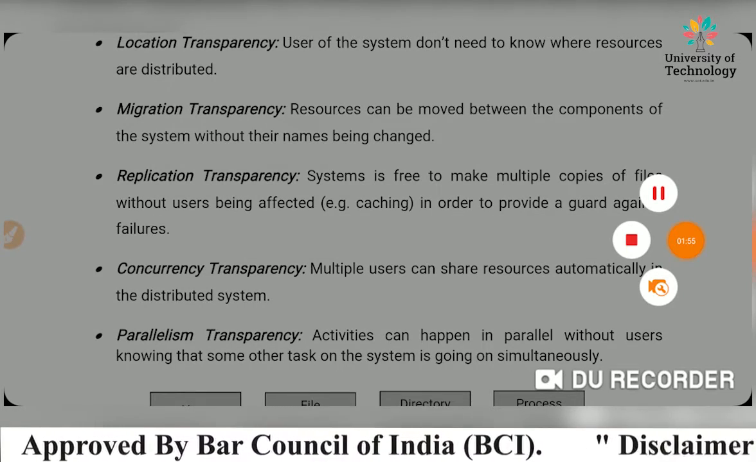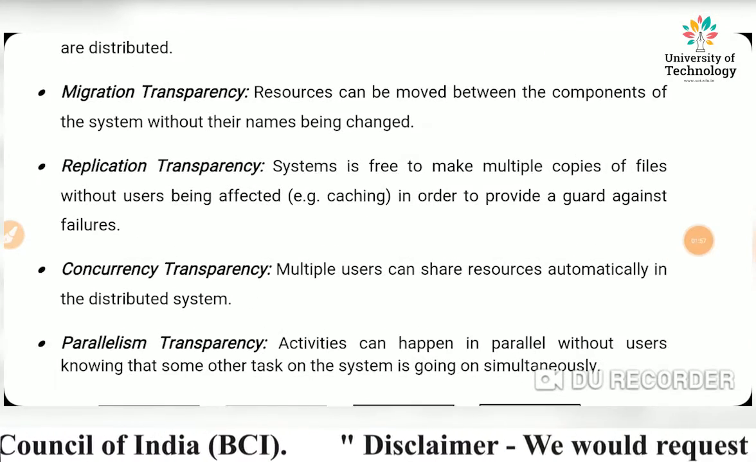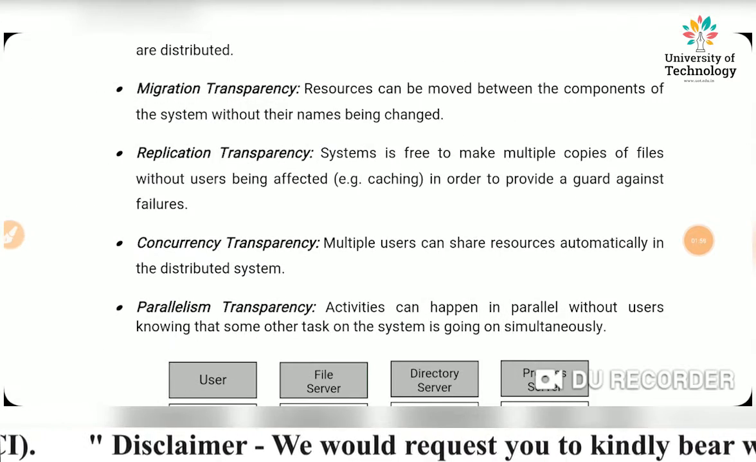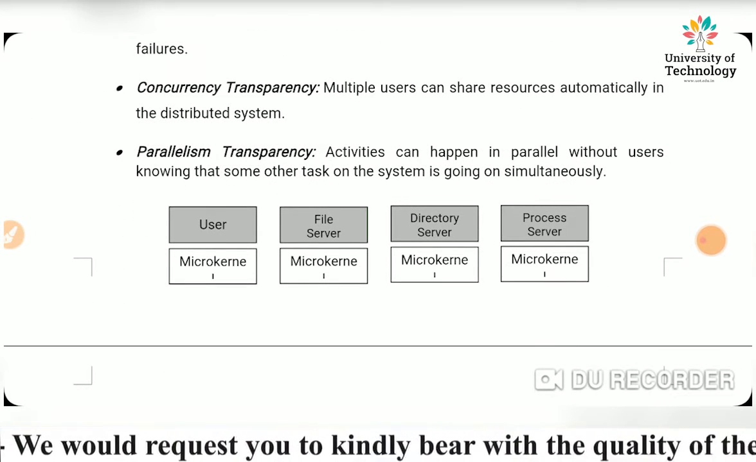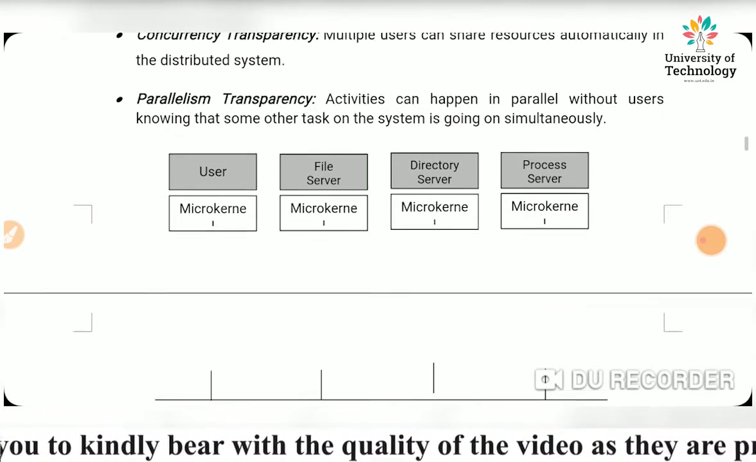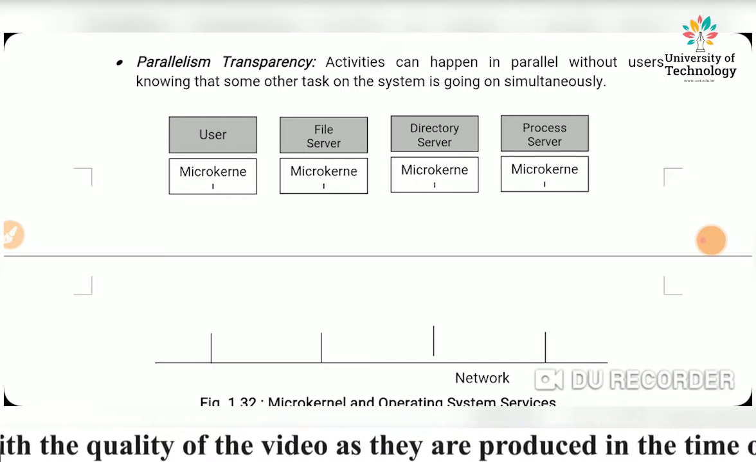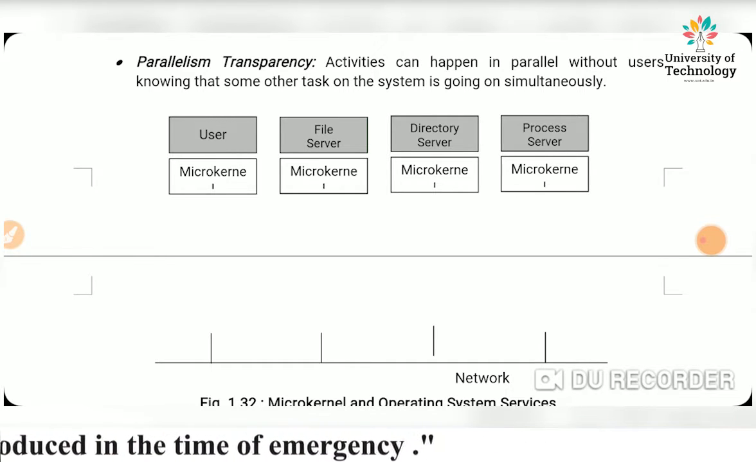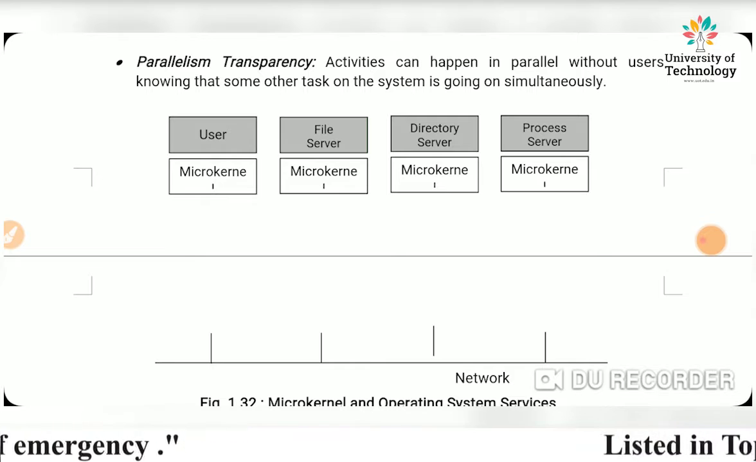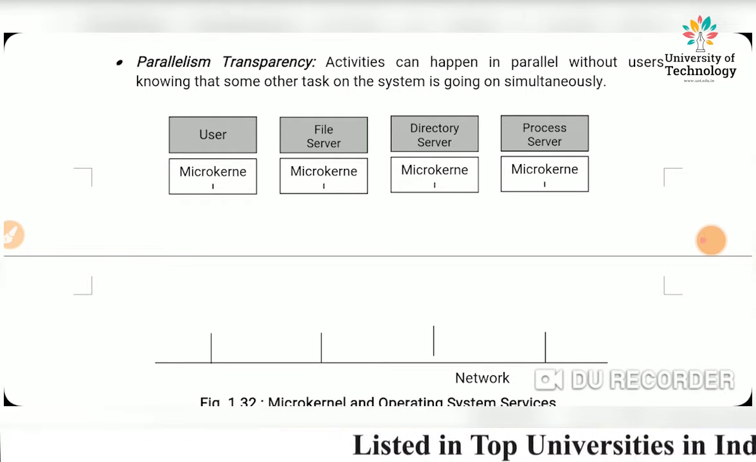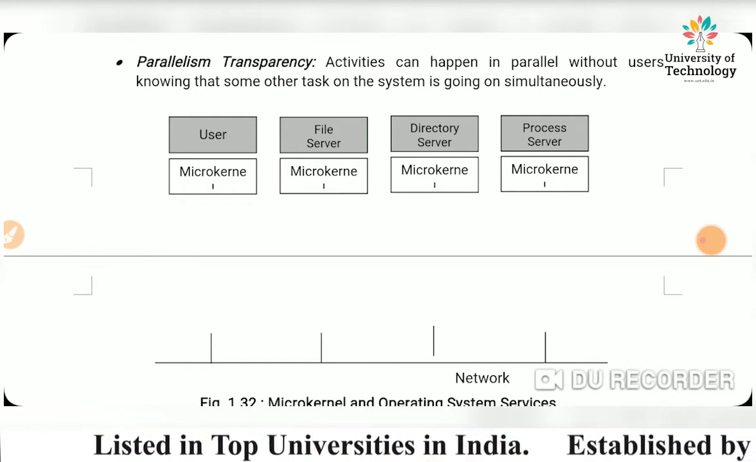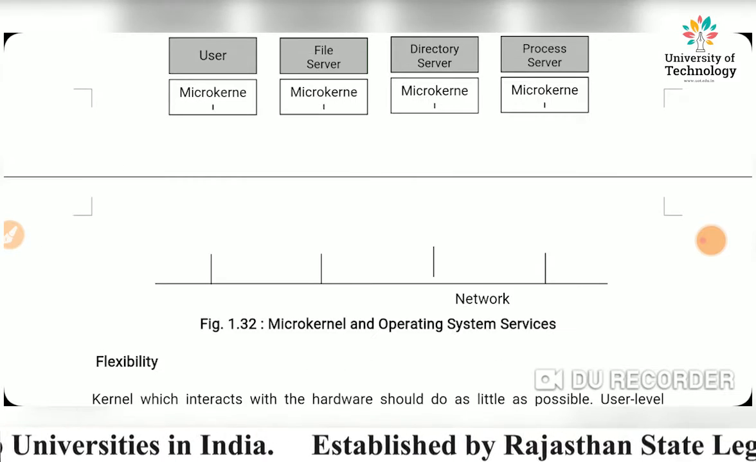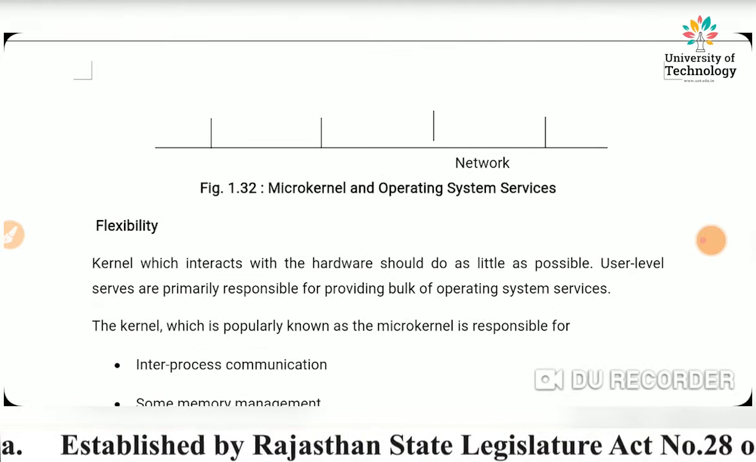So friends, here we can show the microkernel and operating system services: user, file server, directory server, and process server, along with the microkernel and network. Next, flexibility.